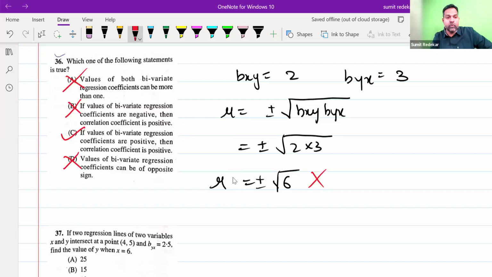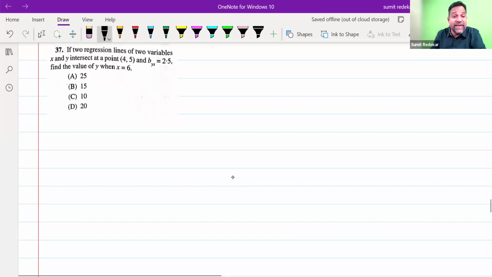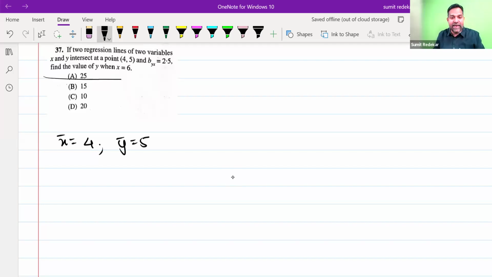Moving on to question number 37. The two regression lines of the variables x and y intersect at 4, 5. Well, this is another way of saying that the value of x bar is 4 and the value of y bar is 5, because the lines intersect at the values of x bar and y bar. They have given you the value of byx, which is 2.5. They're asking you to find y when x is 6. Well, which means you want the line of regression of y on x.